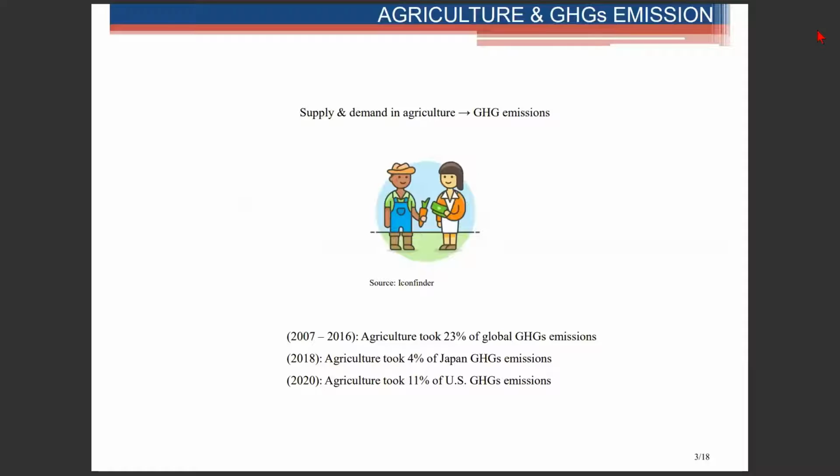As you know, agriculture is one of the major sectors emitting CO2 globally. Of course, supply and demand in agriculture emit greenhouse gases. For this reason, agriculture accounts for 23% of global greenhouse gas emissions, and in Japan about 4% of their industry, especially the agriculture sector, is for greenhouse gas. In the United States, agriculture accounts for 11% of greenhouse gas emissions.